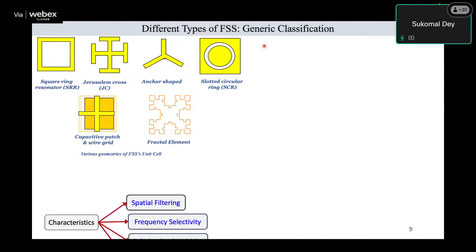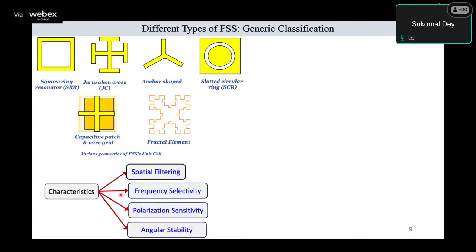Okay. Now, what are the characteristics? As I said, the characteristics of the FSS are that it has to follow spatial filtering applications. It should have frequency selectivity. It should have polarization sensitivity. In addition, obviously, it should have angular stability.